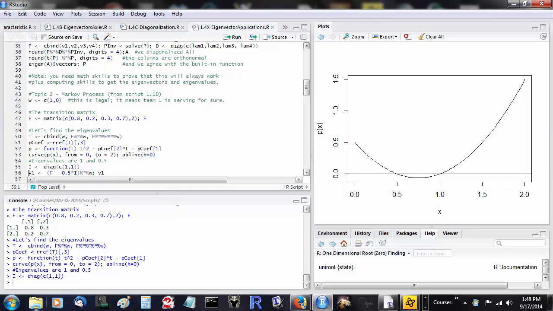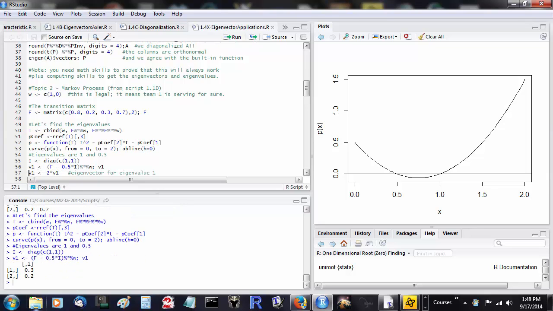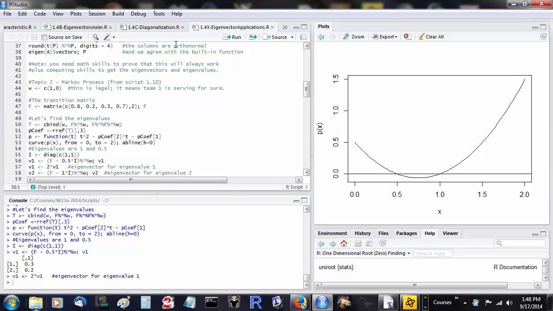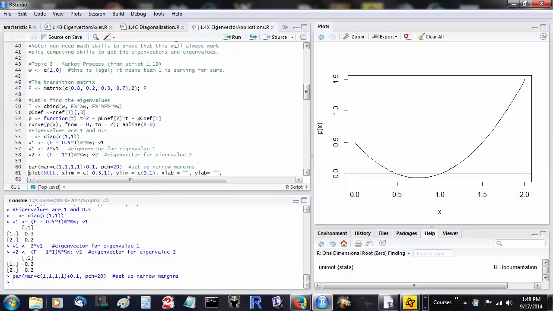To get the eigenvector for eigenvalue 1, we use the opposite eigenvalue, 0.5. So there's our V1. Since it came out with the two components totaling 0.5, I decided to multiply it by 2. In this case, it's not a bad idea to have this eigenvector in particular be one whose components sum to 1, because then it has a nice probabilistic interpretation. Let's get the eigenvector for eigenvalue 0.5 by taking F minus 1 times I. And now let's plot what we've got.